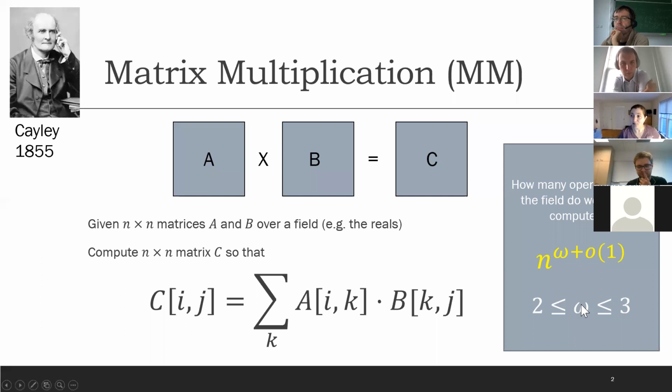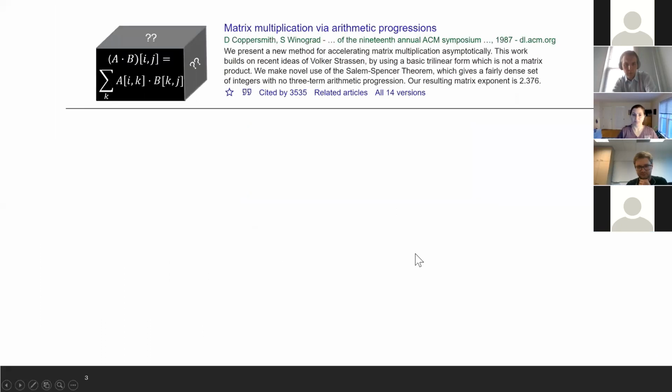Omega is at least 2 because you need to output the output matrix, so you need at least n squared operations here. And it is at most 3 just because of the definition. From the definition, you can see you can do it with n cubed operations. So then the question is, where between 2 and 3 does omega lie?